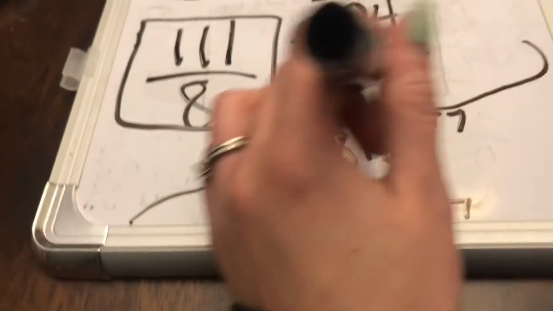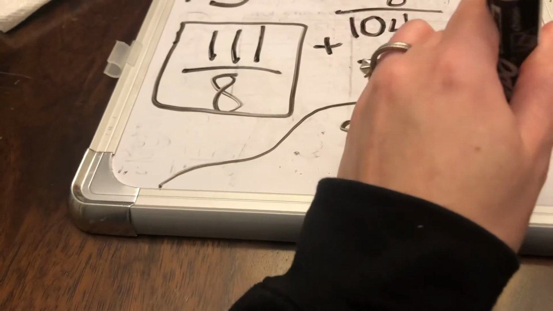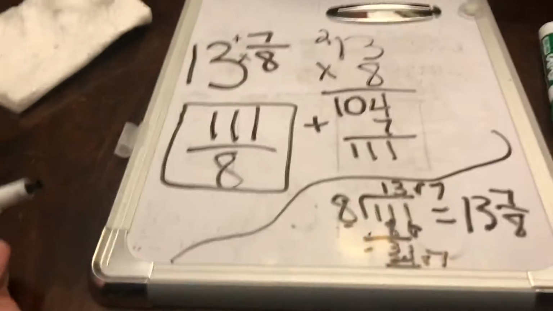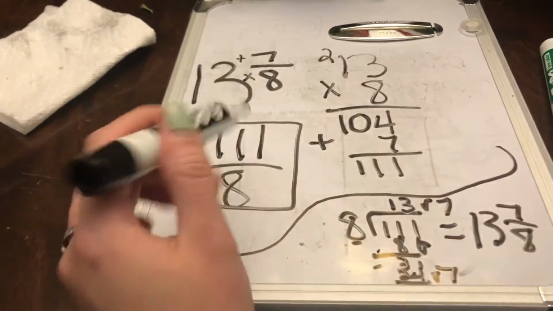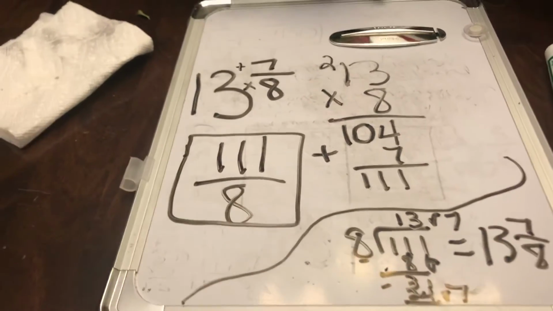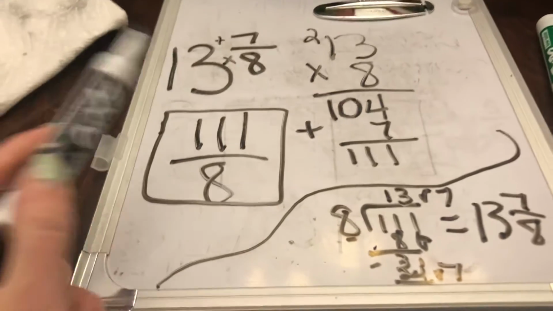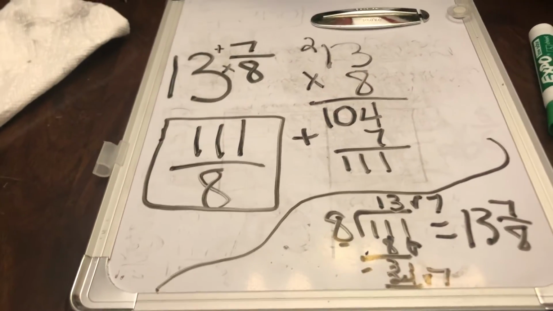Now you would write that as a mixed number, which we know how to do, 13 and 7 over 8. So now I've just done a self-check to make sure that this indeed is correct. If you ever want to see if your answer is correct, just long divide this and see if you end up back at the same mixed number. Okay, so I'll show you another example.